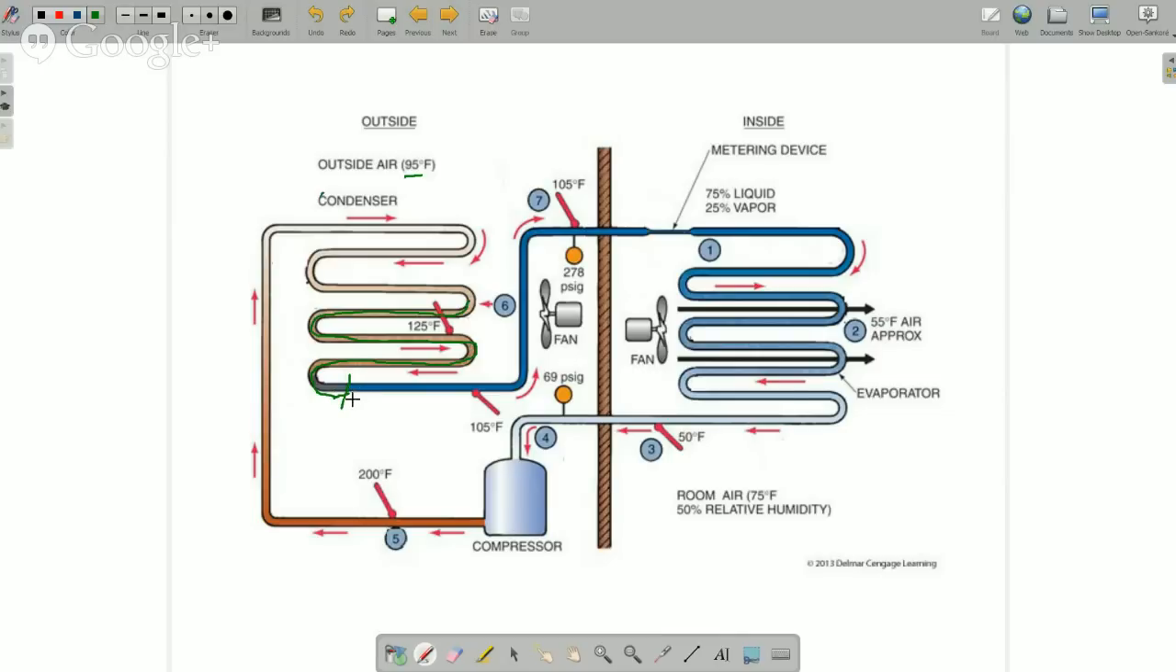So it's going to start to drop the temperature of that liquid refrigerant as it starts to travel back in towards the indoor unit. And as it gets up to the metering device, it is, in this example, down to 105 degrees Fahrenheit. And it's 100% liquid. We have a solid column of liquid hitting the metering device. That's what we want to have.